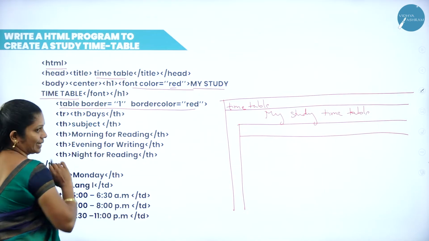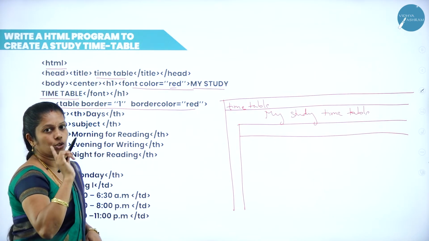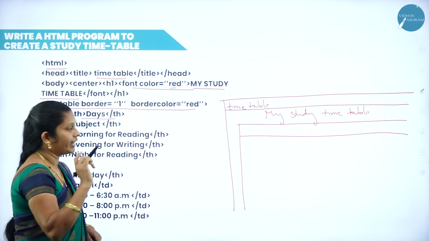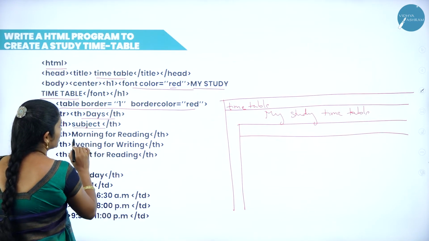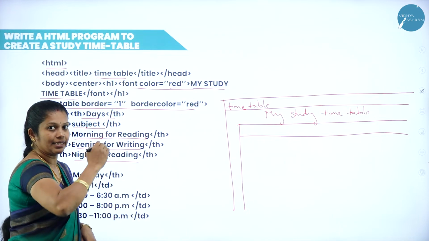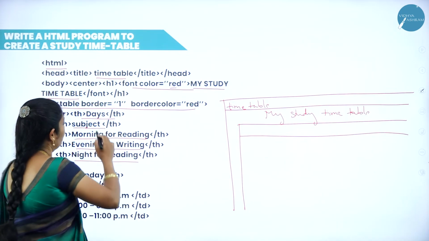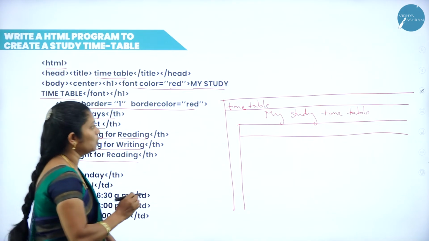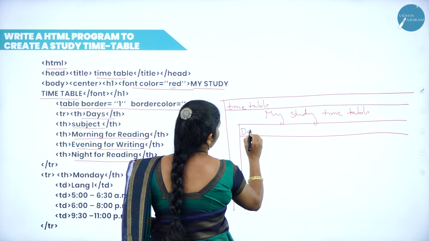Then TR stands for table row. Now I am starting the first row. And here I use TH, heading format. I want to display days, subject, morning for reading, evening for writing, night for reading. These are the contents I want in the first row. What is the first content? Here first we have days. In the first row we have days.